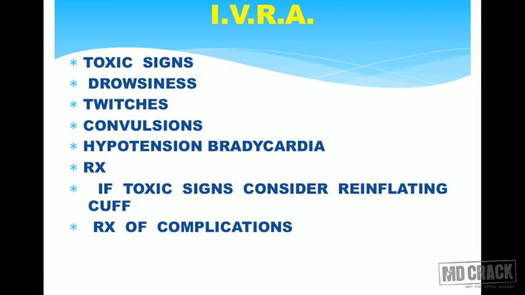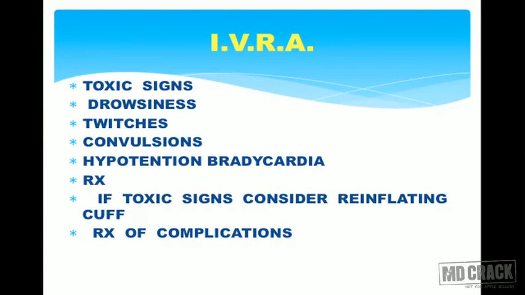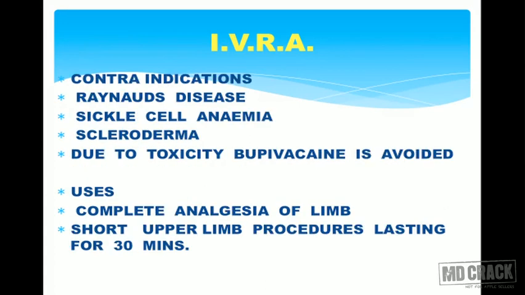How do you treat that? If toxic signs are present, or if you see one of the toxic signs, say drowsiness or twitches or convulsions or hypotension, the first and foremost thing you are supposed to do is reinflate the cuff. Reinflate the cuff and treat whatever small complications you are seeing, say drowsiness or twitches, individually. But first and foremost, reinflate the cuff as soon as these complications are seen.